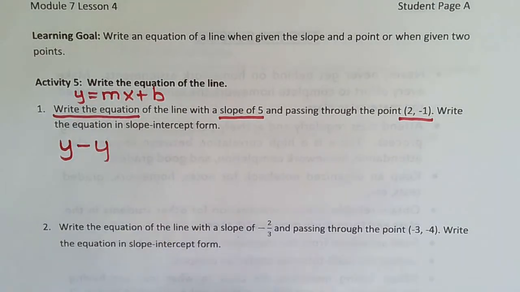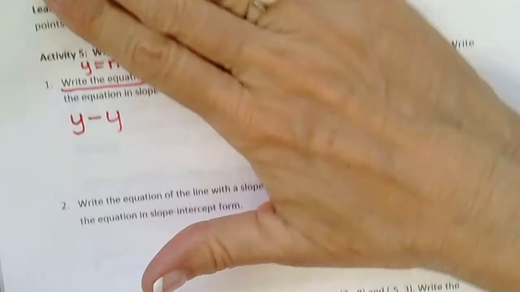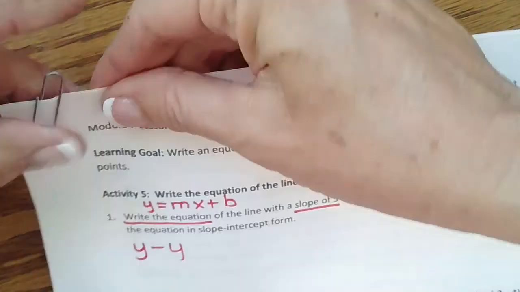So I immediately jump down and write the point slope formula. I'm going to turn this page behind me over so it doesn't leak, because this pen is kind of leaky. Sorry about the paper rustling. Okay.